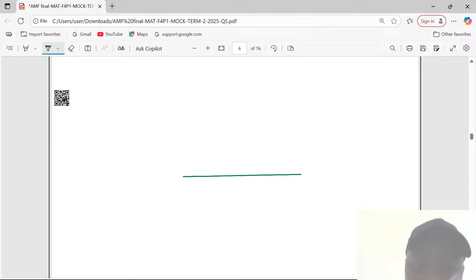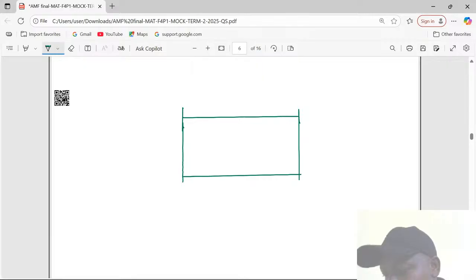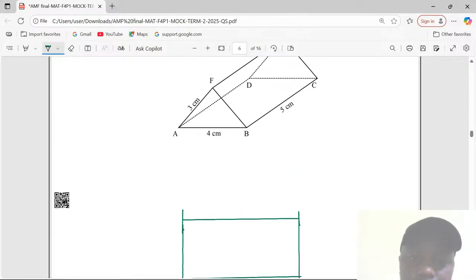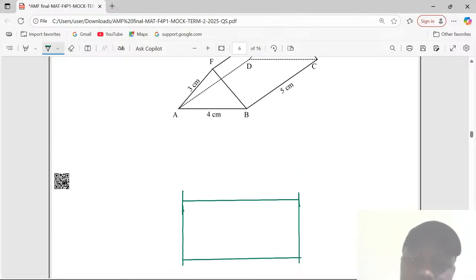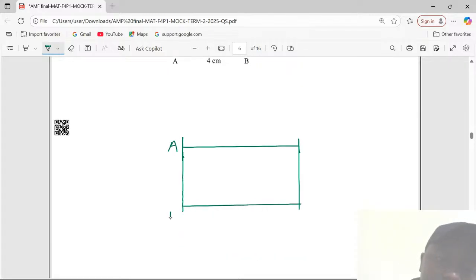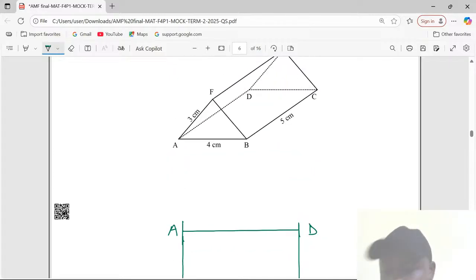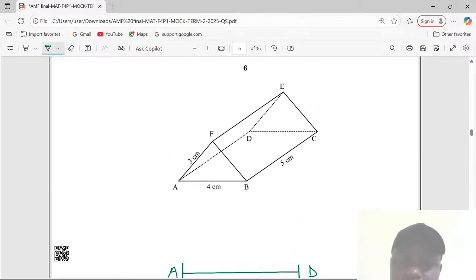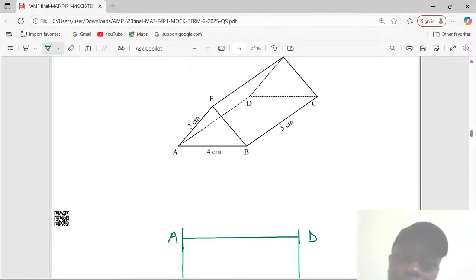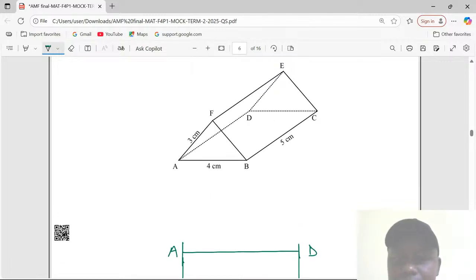5 centimeters, and you ensure that you measure. The base is 5 by 4 centimeters. What is the name of the base? A, B, C, D. I've drawn the base already. That is the base.